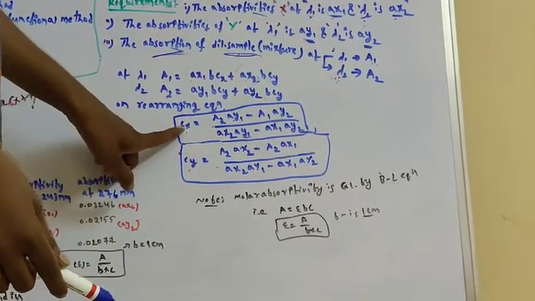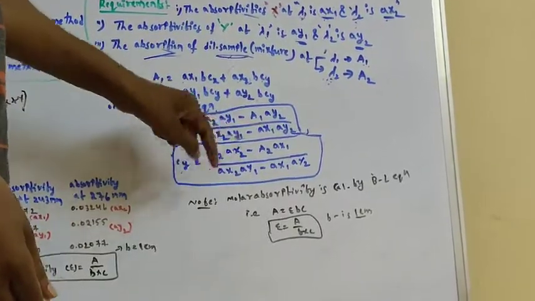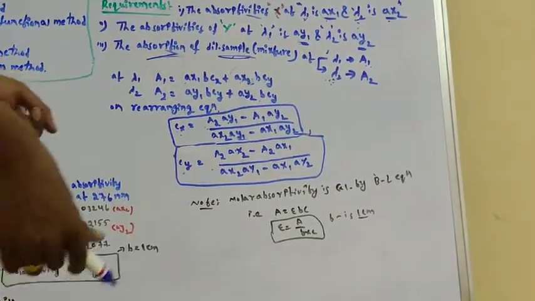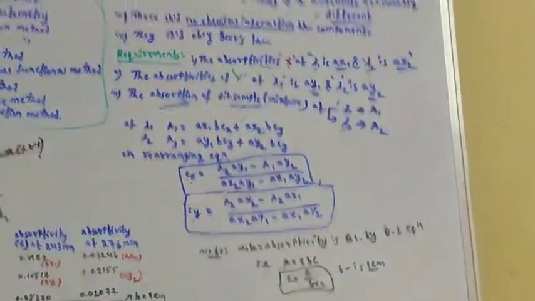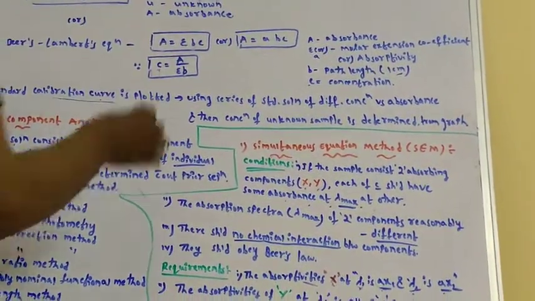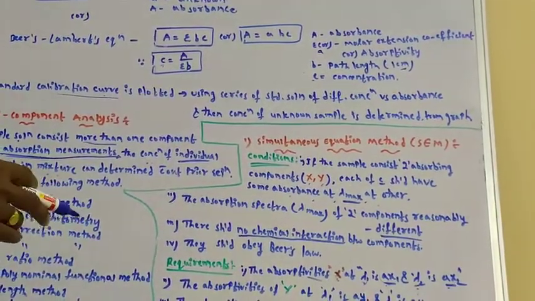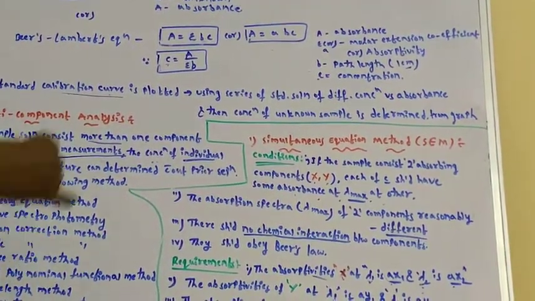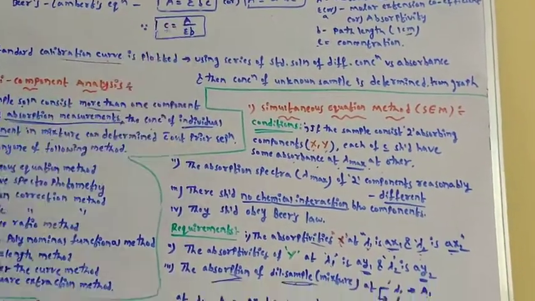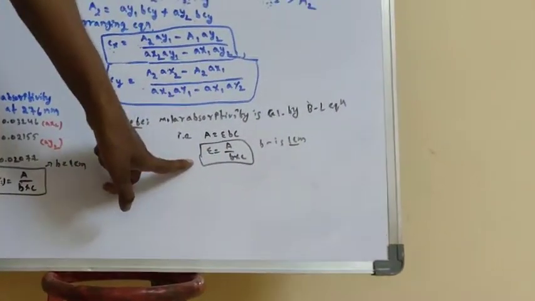How can we determine the absorptivity of those components, AY1 or AX1, AY2 or AX2? Here you can see the Beer-Lambert law equation: C equals A by epsilon B. Epsilon is the molar extinction coefficient, which we need, so it comes to A by CB. Molar absorptivity can be calculated by using the Beer-Lambert law equation.